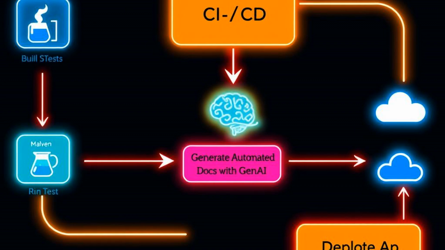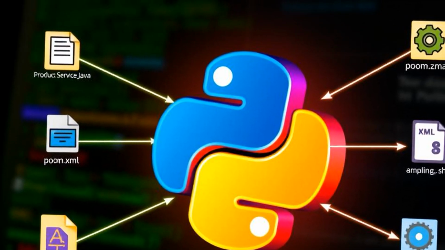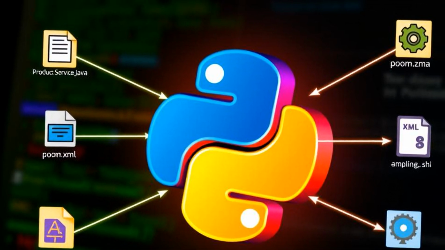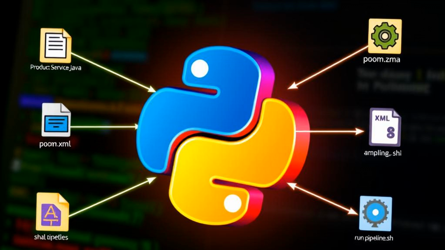GenAI can analyze complex logic, identify the purpose of a service or a pipeline stage, and generate explanatory text that is coherent and technically accurate. It transforms the burdensome task of documentation into an automated, efficient process that keeps pace with development. By embedding this capability directly into our CI/CD pipelines, we ensure that documentation updates become an automatic outcome of every successful build or deployment, rather than an afterthought.